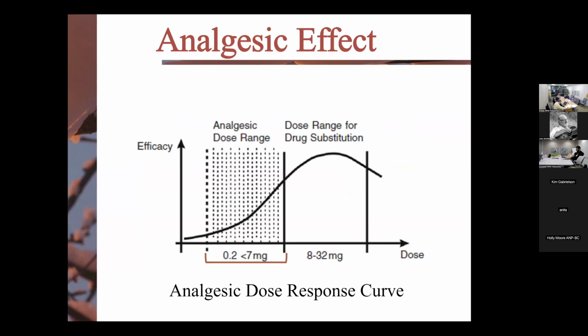When we look at the analgesic effect, this curve kind of highlights that in that first 8 milligrams is where we really have the most effect on analgesia. So when we're talking 8 milligrams, we're talking about sublingual dosing. Just to put that into some perspective for you as well.